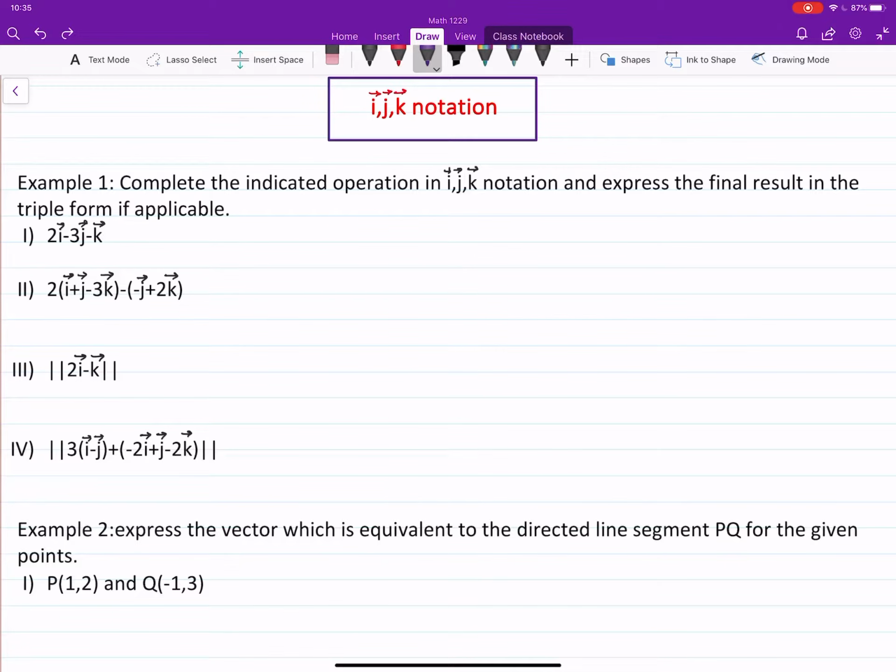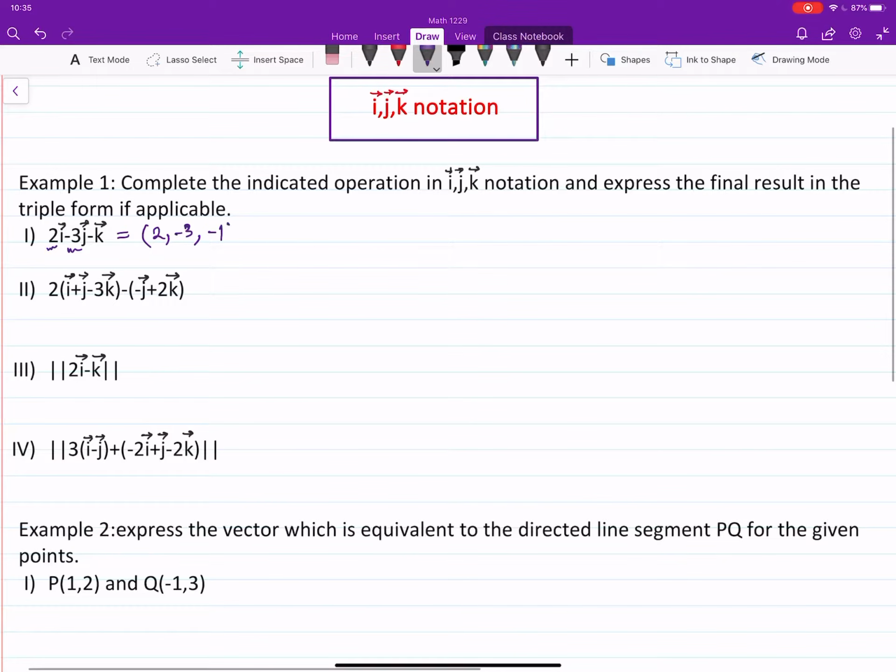Let's start with the first one, 2I minus 3J minus K. Well, let's just write it in the triple form. Always the coefficient of I is the first component, the coefficient of J is the second one, and the coefficient of K is the third one.